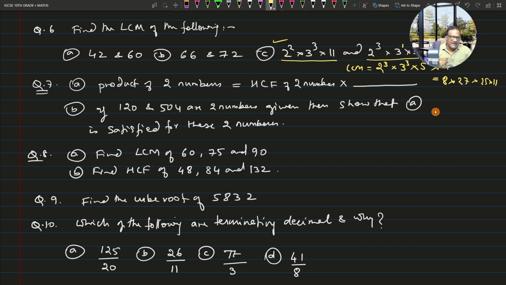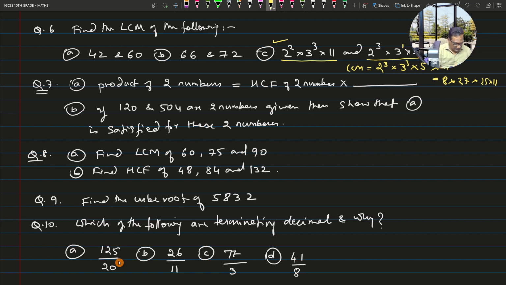If you multiply all this out, you will get the LCM. So 8 into 27 into 25 into 11. This is what I will have to find out. I'm using my calculator to do that, but I'm not showing you.